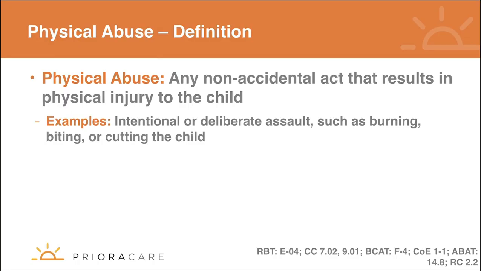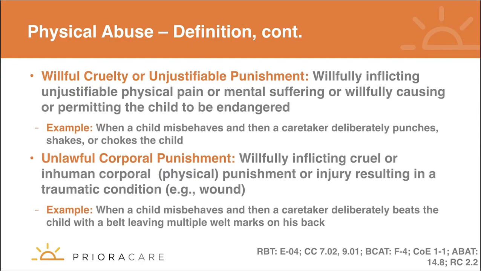The definition of physical abuse is any non-accidental act that results in physical injury to the child. Examples include intentional or deliberate assault, such as burning, biting, or cutting the child. Physical abuse includes, but is not limited to, willful cruelty or unjustifiable punishment, such as willfully inflicting unjustifiable physical pain or mental suffering, or willfully causing or permitting the child to be endangered. An example of this type of physical abuse might be when a child misbehaves and then a caretaker deliberately punches, shakes, or chokes the child.